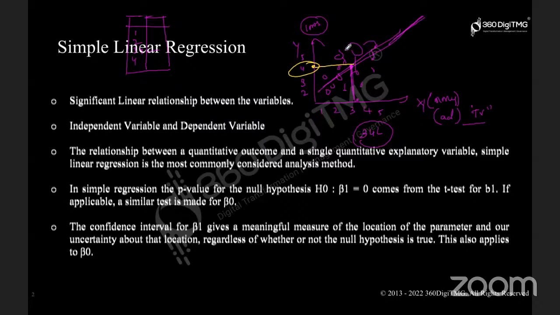But suppose this is the original sale for me. The dot which I marked here is the original sale. So what is going to happen? This gap is the difference between the original value and your predicted value. This difference is called error.